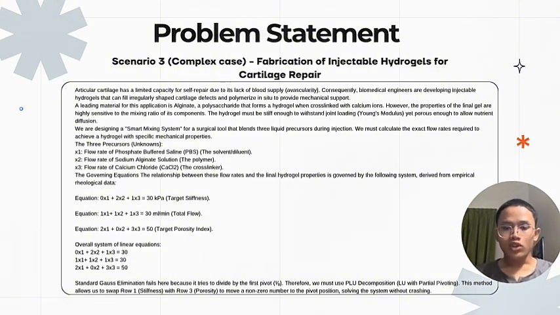So why do we use PLU? We use PLU because standard Gauss elimination fails here because it tries to divide by the first pivot, which is 0. So it will try to divide 1 over 0, which will give an error. Therefore, we must use PLU decomposition, which is the LU method, but with partial pivoting. This method allows us to swap row 1 with row 3 to move a non-zero number to the pivot position, solving the system without crashing.